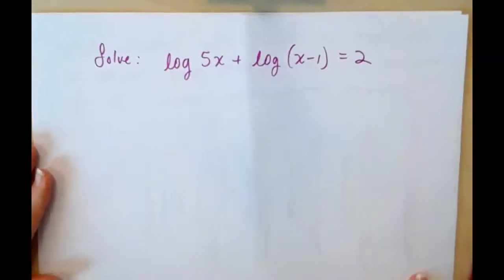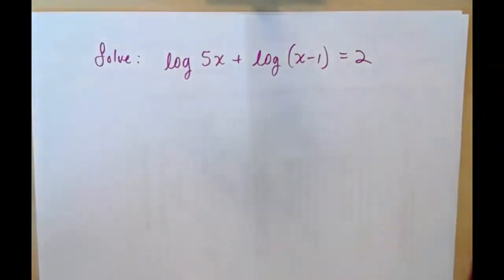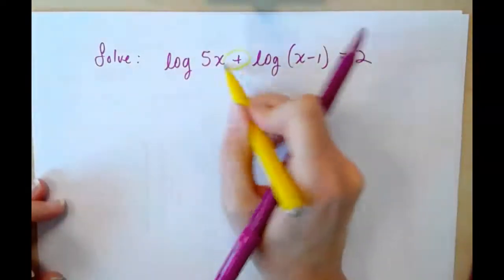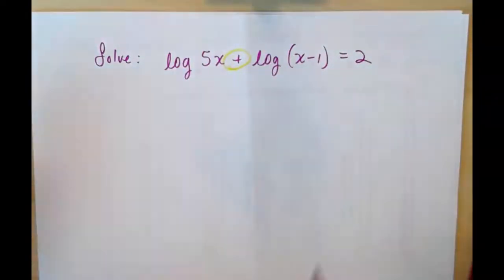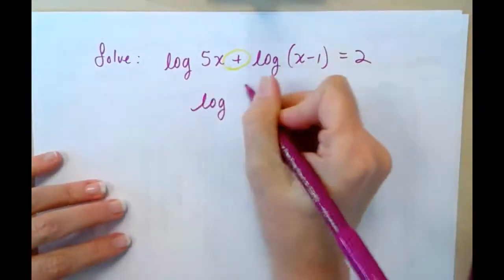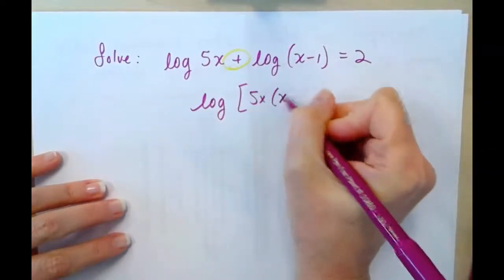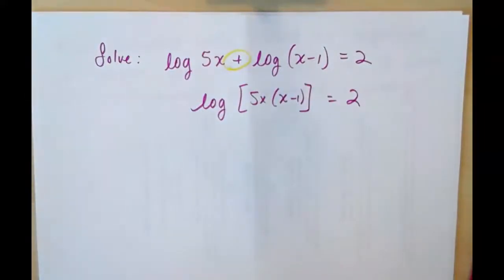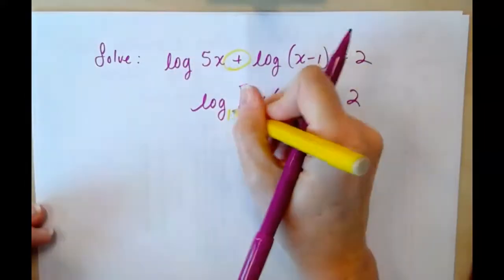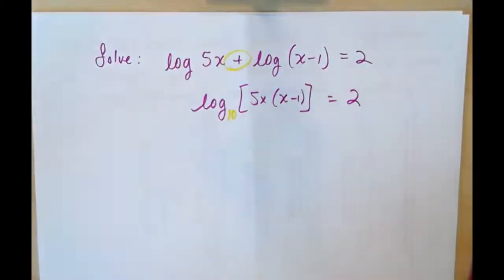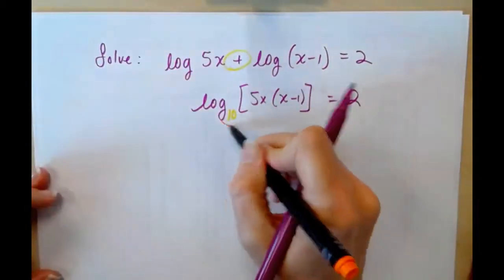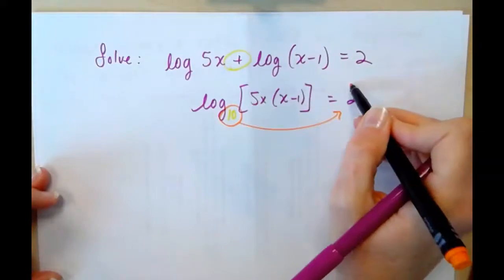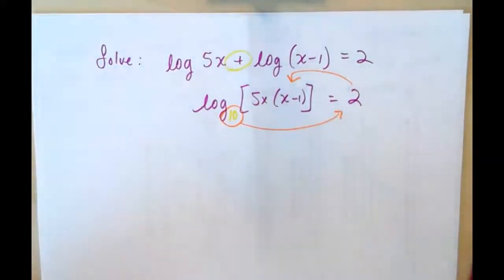All right. Solve: log 5x plus log of x minus 1 equals 2. So we are going to condense this sum, so it's going to go back to being a product. So log of 5x times x minus 1 equals 2. Remember, if we do not see a base on the logarithm, it's understood to be base 10. So 10 to the second power equals all of that.